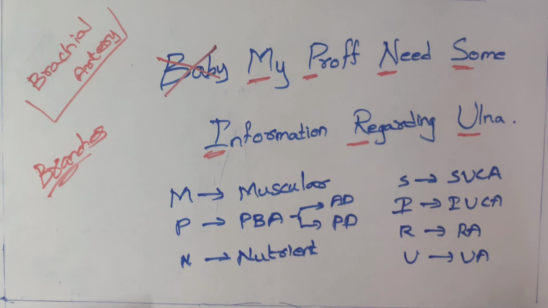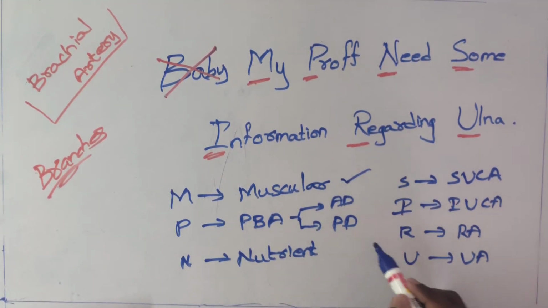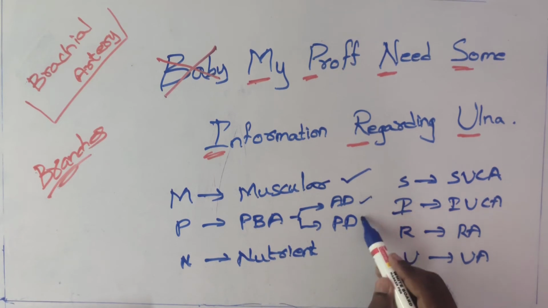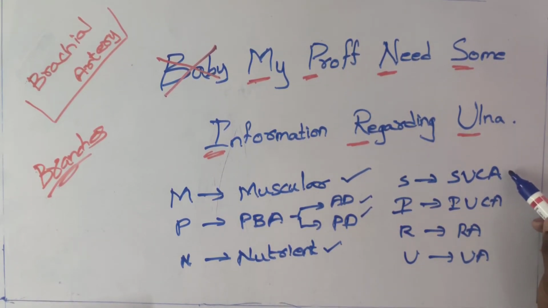These are the branches included in the brachial artery. First one is the muscular branch, second one is the profunda brachial artery, third one is the nutrient branch, and fourth one is the superior ulnar collateral artery.